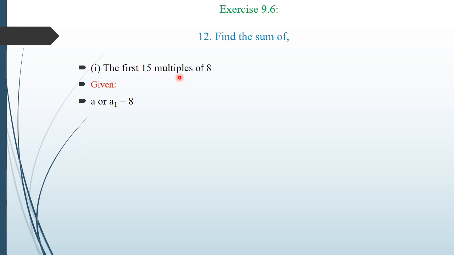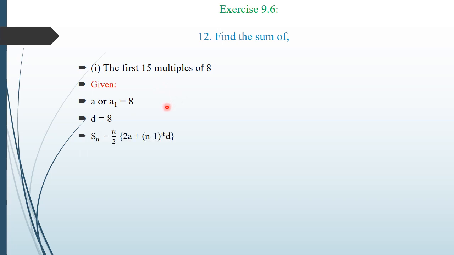So he's telling us first 15 multiples. It is quite obvious that when he's telling first 15 multiples of 8, it is going to start with 8. Means 8 is the first number that is divisible by 8. So our first term is going to be 8 here. Then whenever it is mentioned multiples of 8 or divisible by 8, in that case always d is going to be equal to that particular number. That is d is equal to 8 in this case.